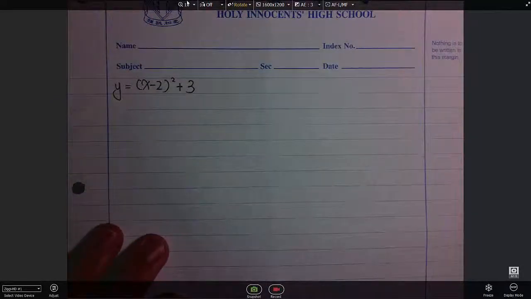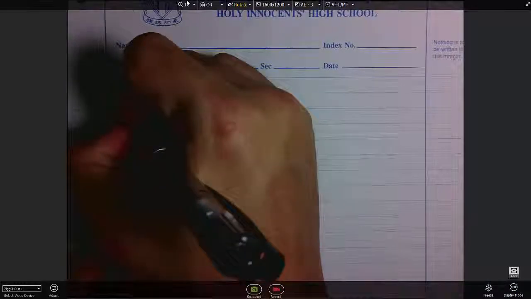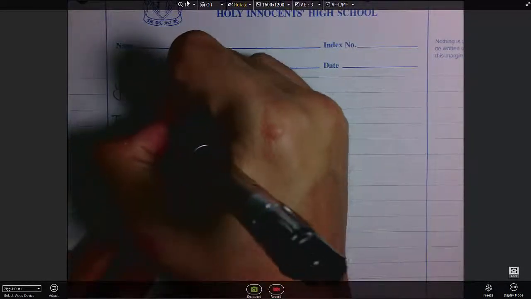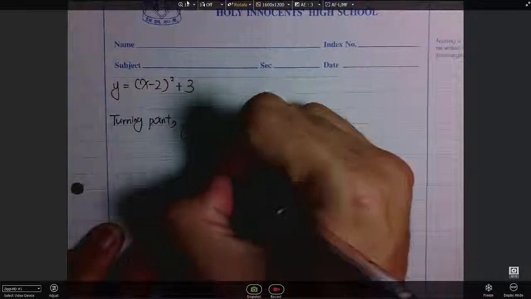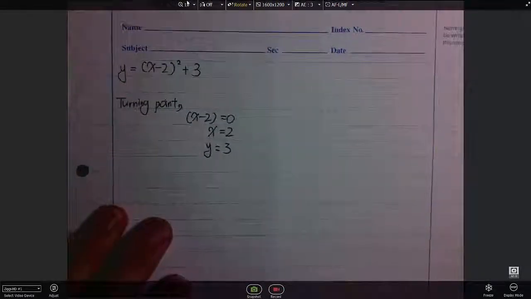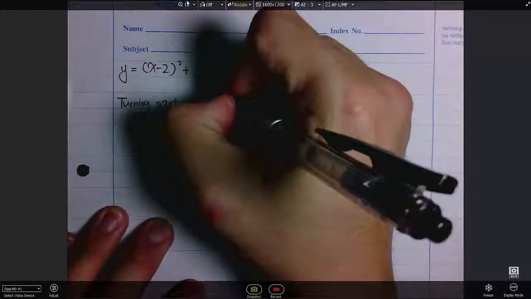My next question is y equals (x minus 2) squared plus 3. Same thing, I find my turning point first. Same idea again: I take x minus 2 equal to 0, so my x value is 2. My y value, just copy down, is 3. So my turning point is 2, 3.